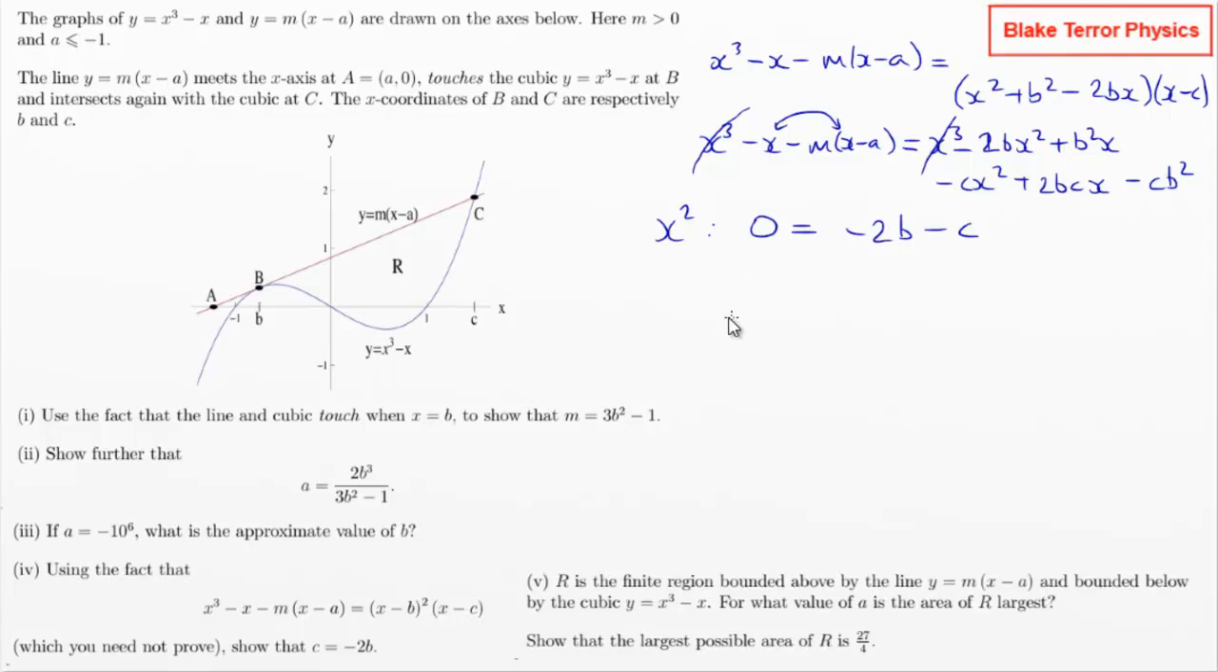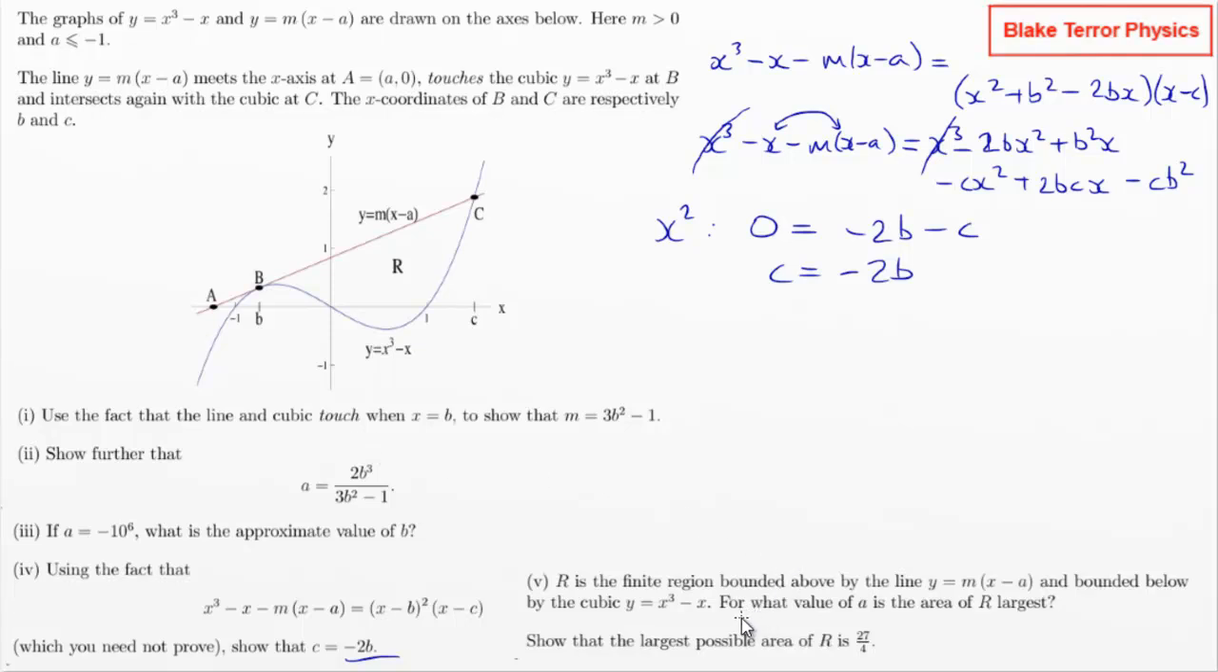So what are we after? Oh yeah, there we go. So c is minus 2b. Right, so we did get that come out. And then the last part, R is the finite region. Oh yes, bounded by the line, so it's between the straight line and the cubic, right?